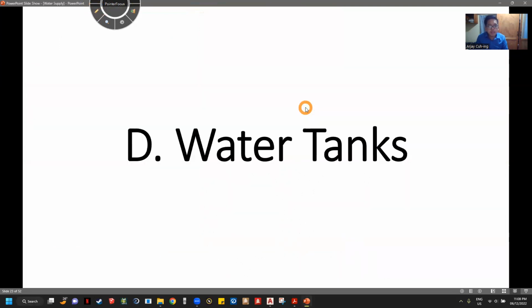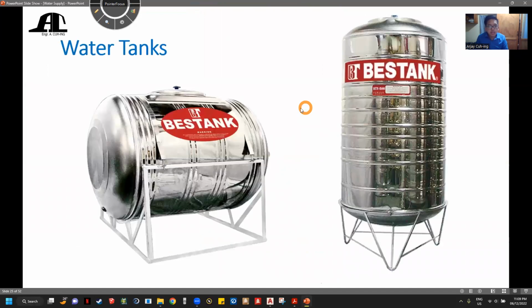Okay? So, water tank, again, kung titignan nyo, water tanks, yeah, siguro ang pinaka-ocular difference is it's vertically oriented or horizontal. Okay, so what is the difference between the two?